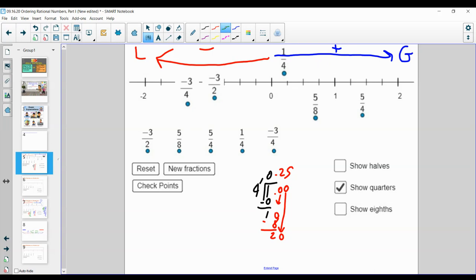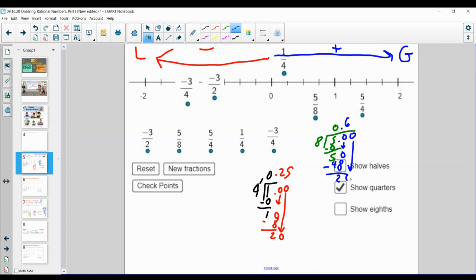5/8. How do you say that as a division problem? 5 divided into 8 groups. Can 8 go into 5? 0 times. How do you get rid of that remainder? You annex a 0. How many groups of 8 go into 50? 6 times, which is 48. 50 minus 48 is 2.